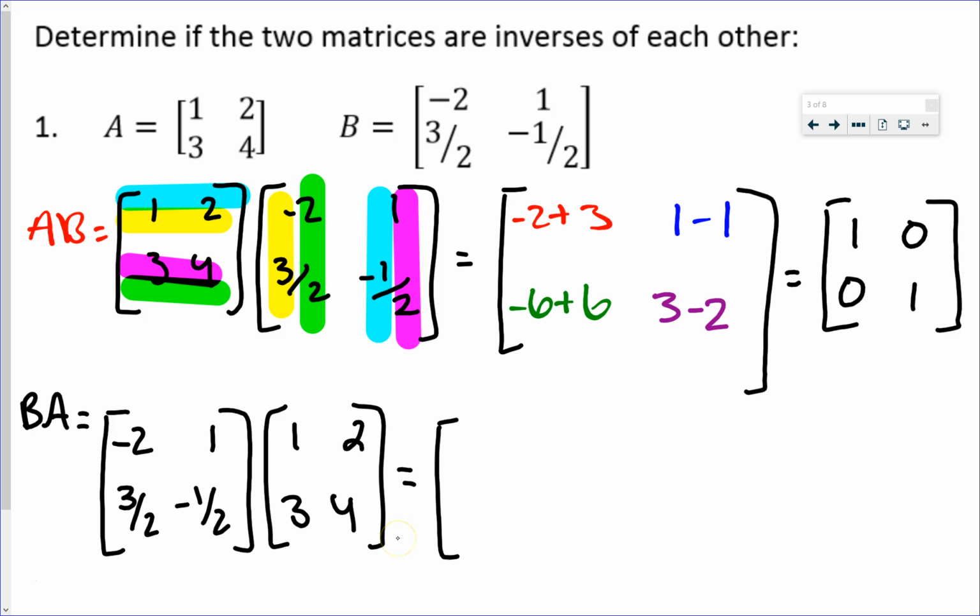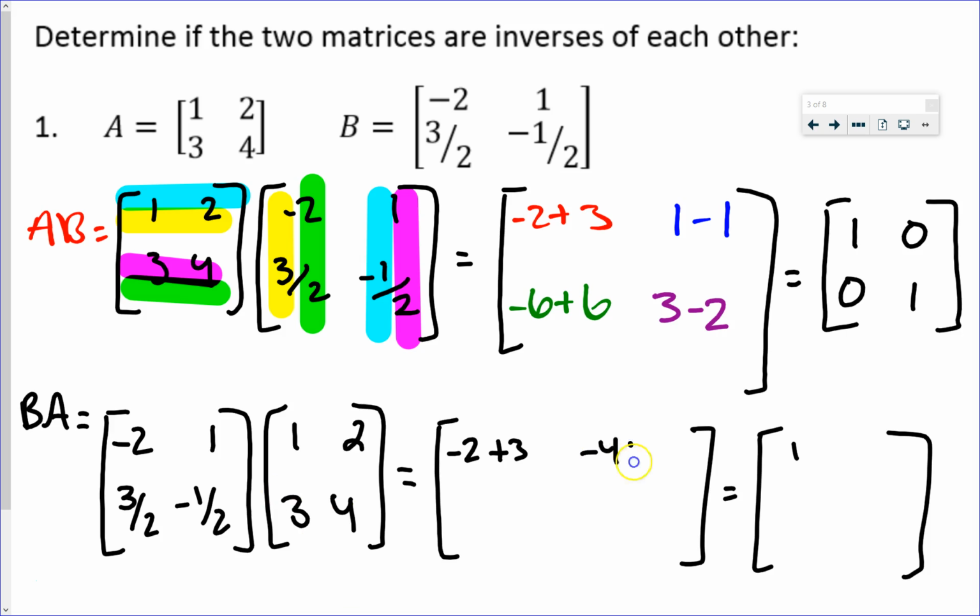All right? Multiply these together. Look at that. Negative 2 plus 3. Right? That's already a 1. So far, we're on the right track. Next, we do negative 4 plus 4, which gives me 0. My second row, we have 3 over 2 minus 3 over 2, which gives me 0.